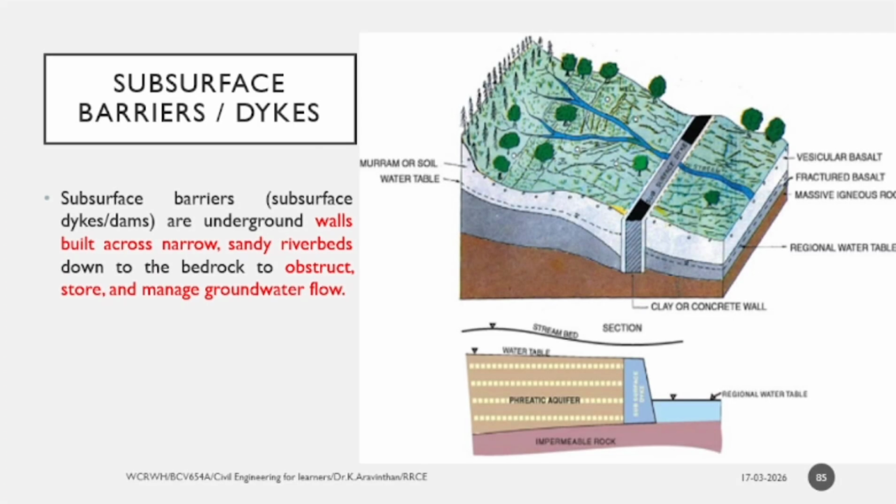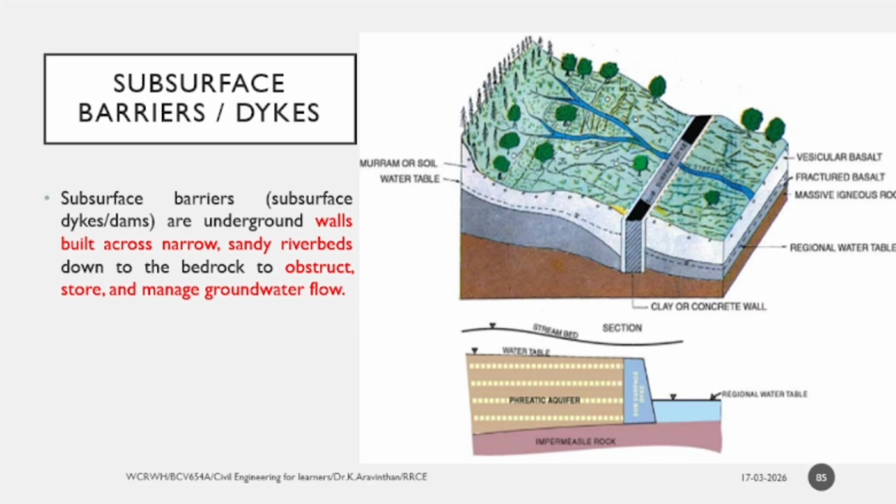Class is subsurface dikes. It is constructed below the earth. It is called subsurface, so subsurface barriers or dikes. It might be called dikes naturally. Subsurface dikes are generally constructed for large projects, not for an individual house. But the rooftop rainwater harvesting system is used for an individual roof.